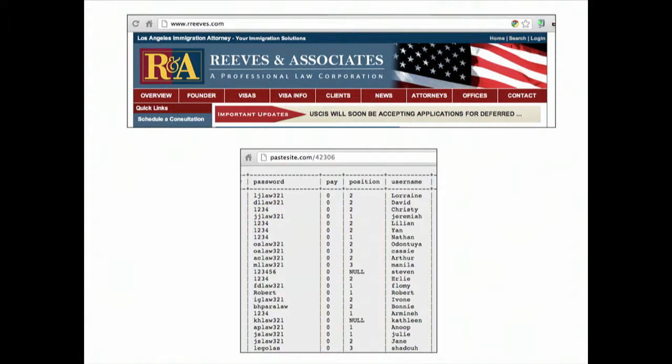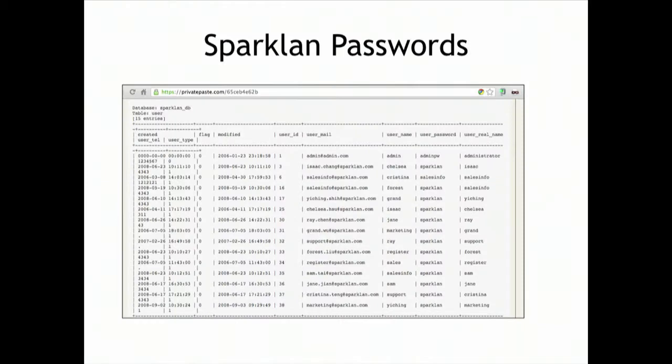Here's the passwords for Reeves and Associates, a professional law corporation. 1234, 1234. Most of them are JJ Law 321. If they're not that, they're OS Law 321, and on you go. So those are the passwords protecting the legal documents at that company. Sparkland is an auto parts store in Japan. And all the passwords are just Sparkland. So that isn't going to stop people too long.